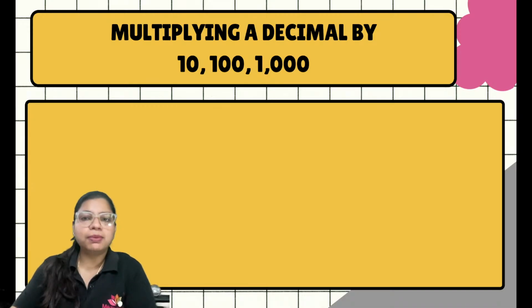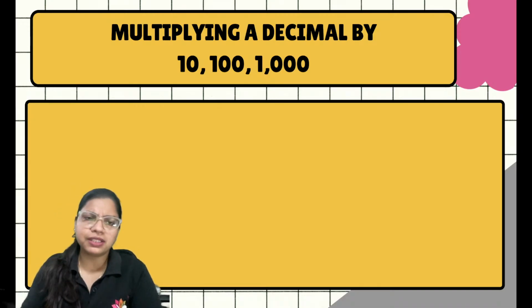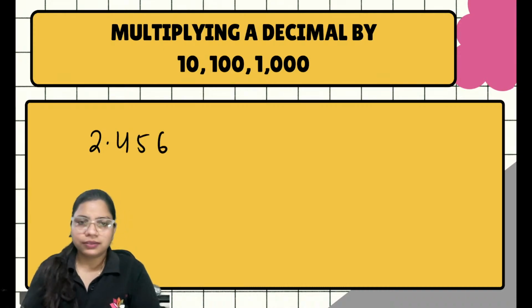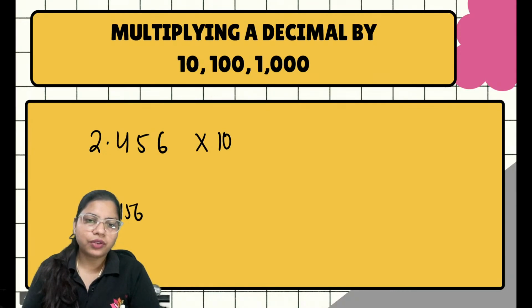Oh, we have multiplying decimals by 10, 100 and 1000. Very, very easy peasy lemon squeezy. It's just jumping. So let's understand multiplying with zeros. If I have 2.456, I will be multiplying it by 10, then multiplying the same question by 100, and the same question by 1,000. What actually do we get?